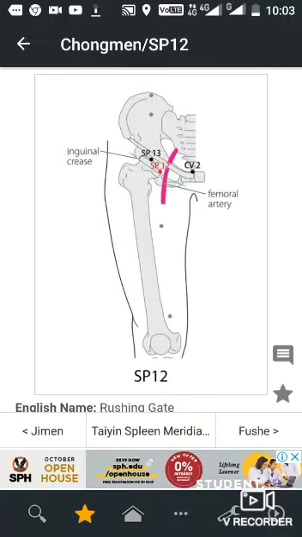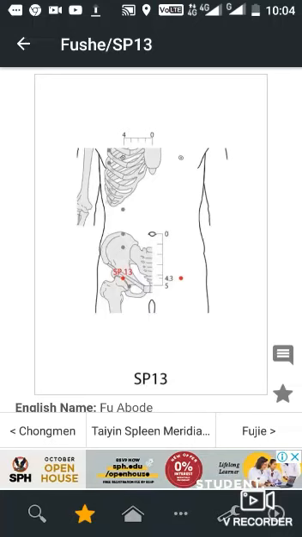Next, spleen 12. Lateral to the groin, 3.5 cun lateral to the midpoint of the upper border of the symphysis pubis, on the lateral side of the pulsating external iliac artery. Next, spleen 13. 4 cun below Daheng, spleen 15. 0.7 cun superior to Chongmen, spleen 12. 4 cun lateral to the anterior median line.